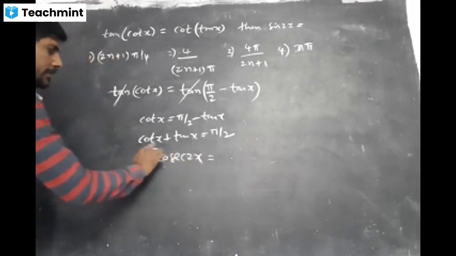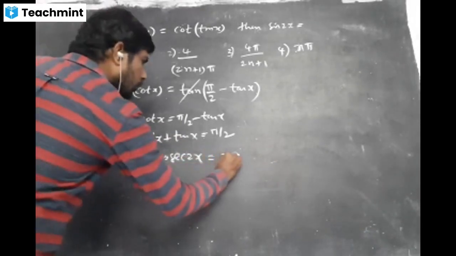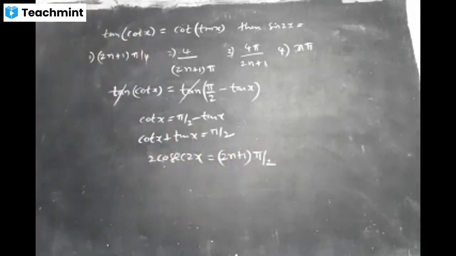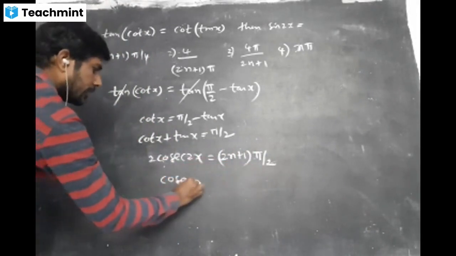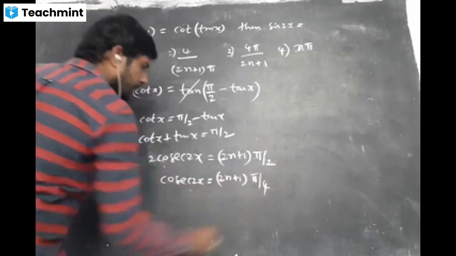That is equal to, this one is a simultaneous equation. In that time, we can take (2n plus 1) into theta. Theta value is pi by 2, so (2n plus 1) into pi by 2. So here 2 goes that side: cosec 2x is equal to (2n plus 1) into pi by 4.